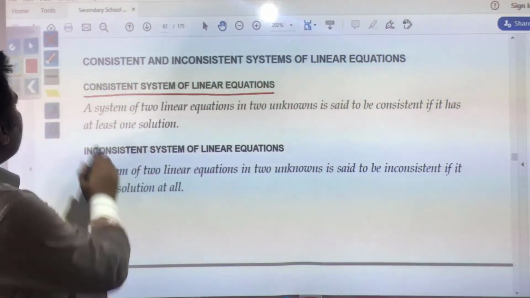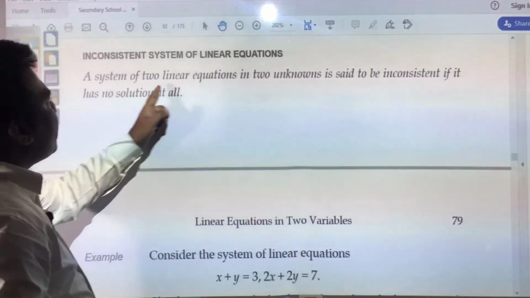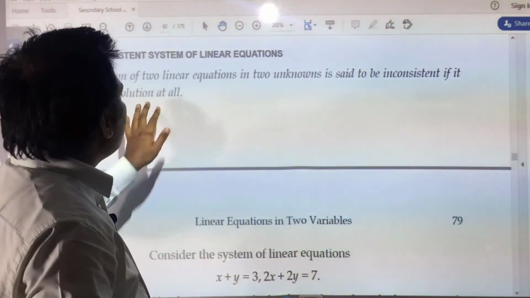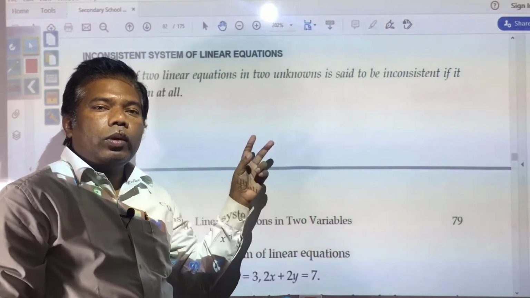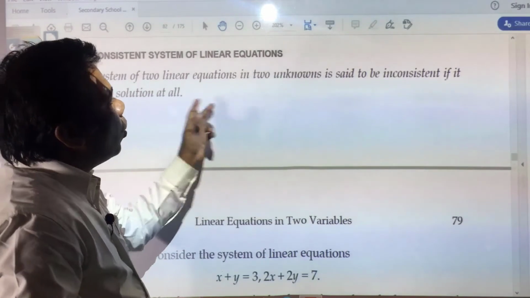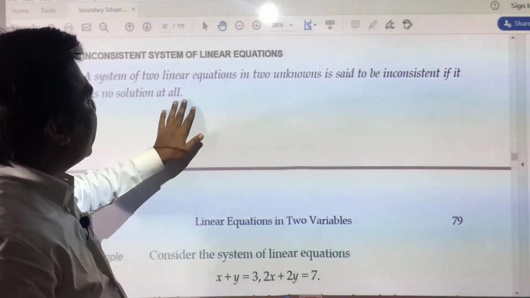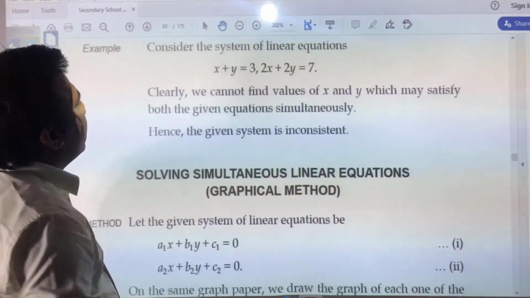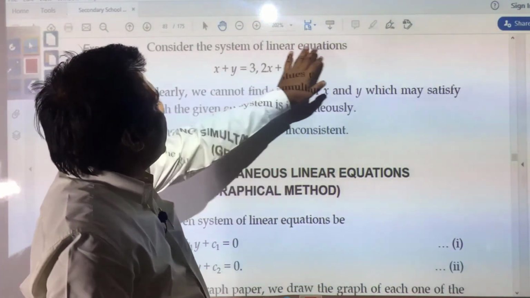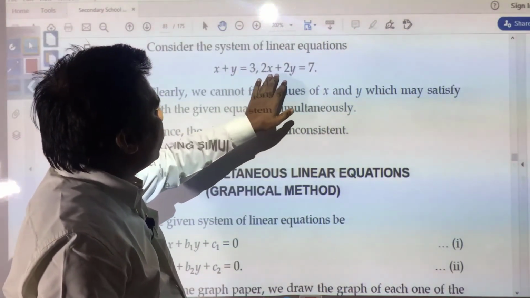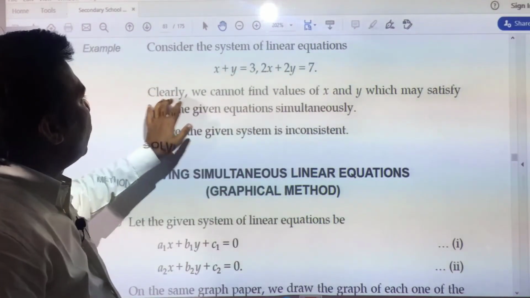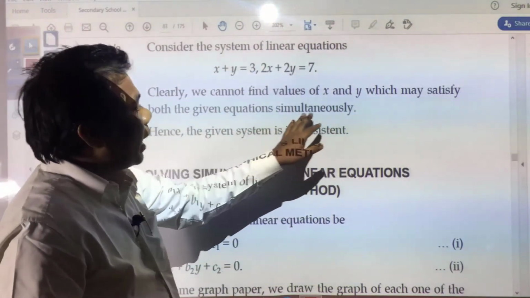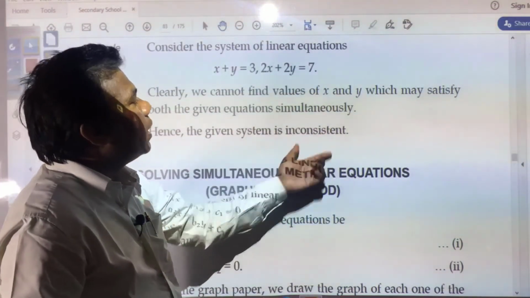Second, inconsistent. A system of two linear equations in two unknowns is said to be inconsistent if it has no solution at all. If two linear equations have been given and you are getting no solution at all, then that will be called an inconsistent system. Example: consider the system of linear equations x plus y is equal to 3 and 2x plus 2y is equal to 7. Clearly, we cannot find values of x and y which satisfy both the given equations simultaneously. Hence, the given system is inconsistent.